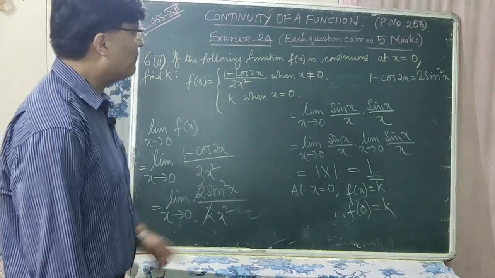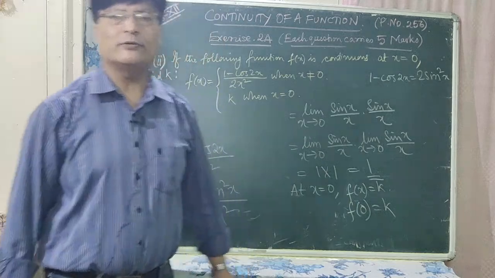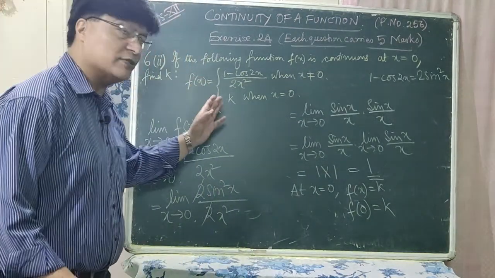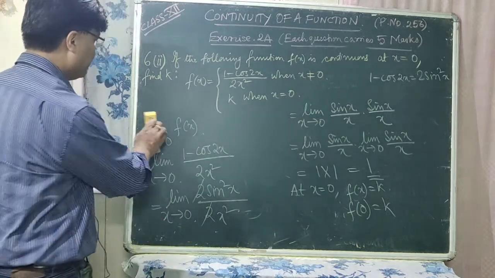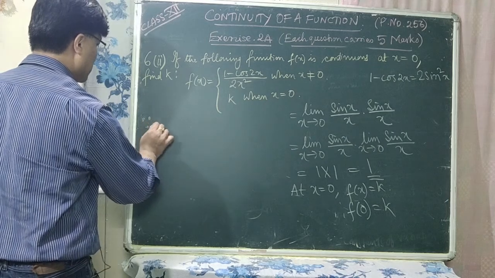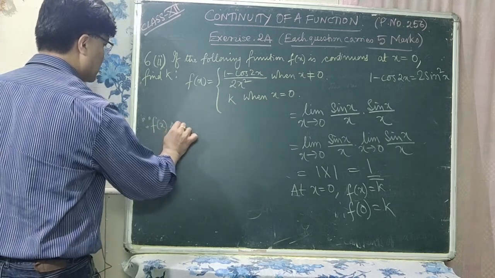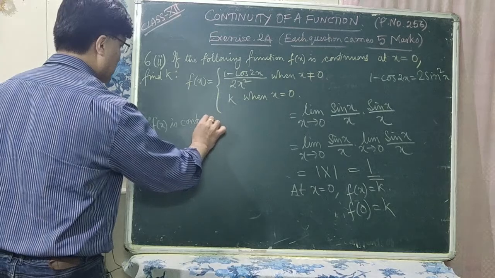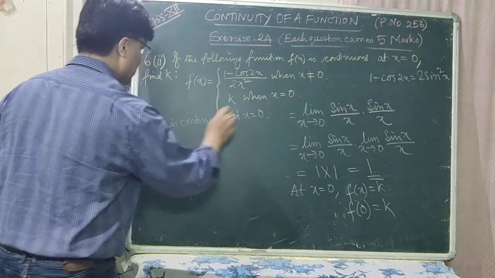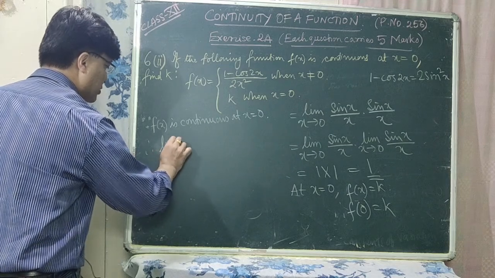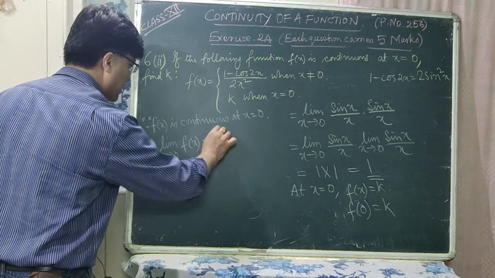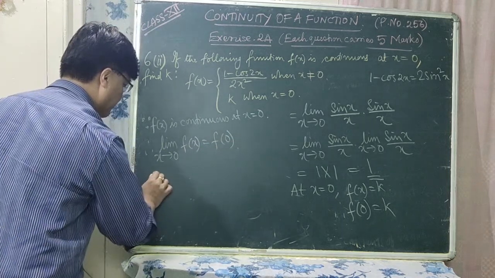Now since f of x is continuous at x is equal to 0 is given, that is right hand limit is equal to left hand limit is equal to value of the function at x is equal to 0. Now you can write here, since f of x is continuous at x is equal to 0, therefore, by definition, you can write limit x tends to 0, f of x is equal to f of 0.